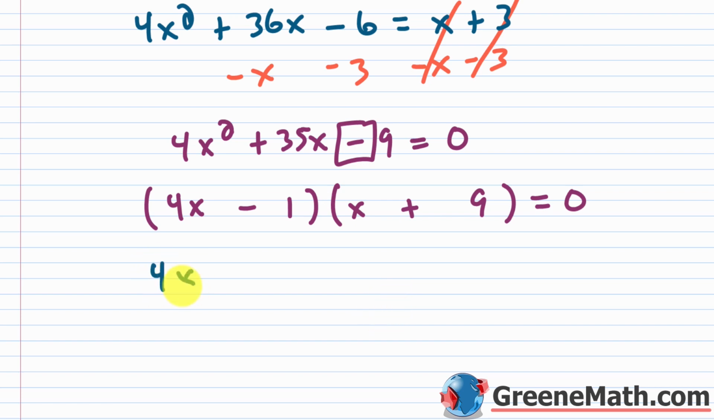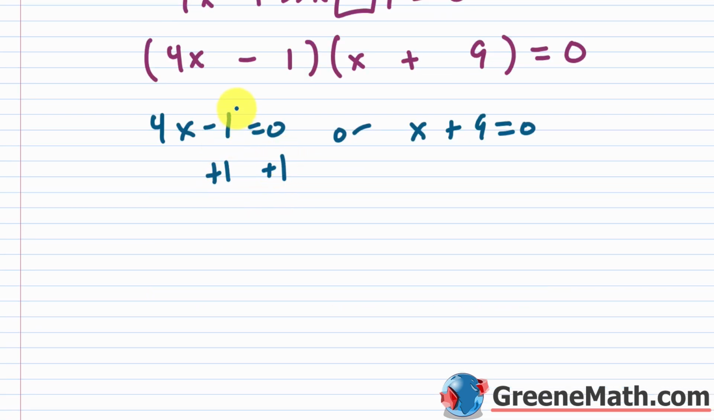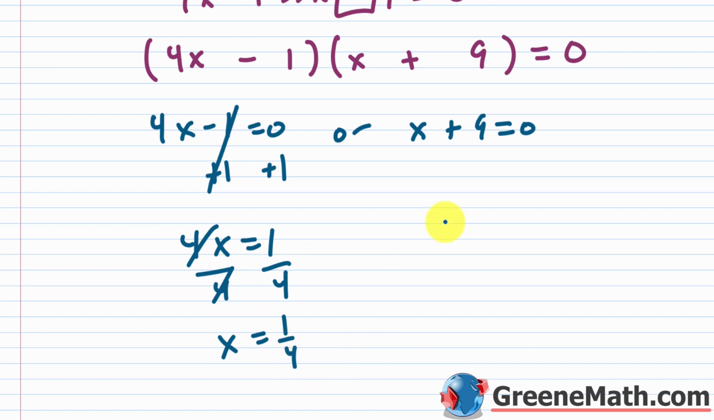So this is going to be 4x minus 1 is equal to 0, or x plus 9 is equal to 0. So let's add 1 to both sides of the equation here. This will give me 4x is equal to 1. Divide both sides by 4. We'll cancel that and say x is 1/4. Over here, let's subtract 9 away from each side. We'll cancel this. So also x could be -9.